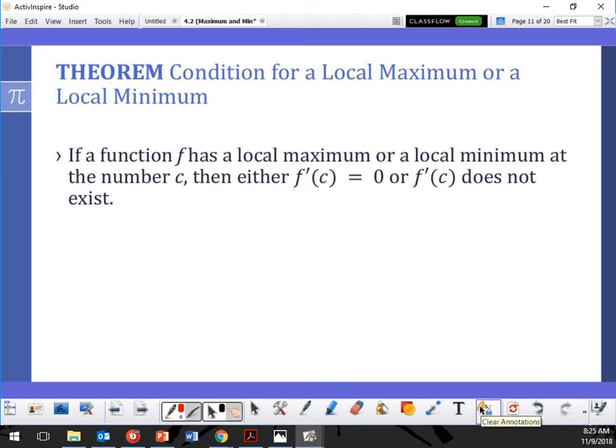All right, so if function f has a local maximum or local minimum at the number c, then either, okay, this is what we're talking about, either f prime of c is equal to 0 or f prime of c does not exist. Soak that one in.